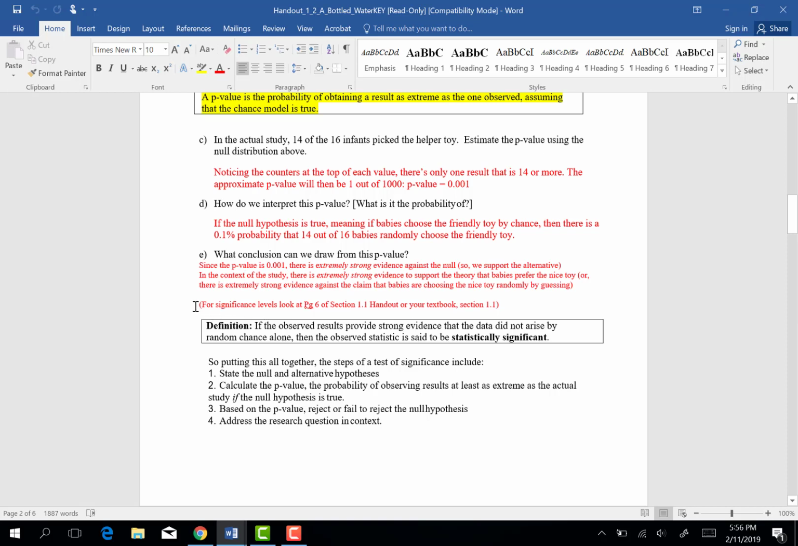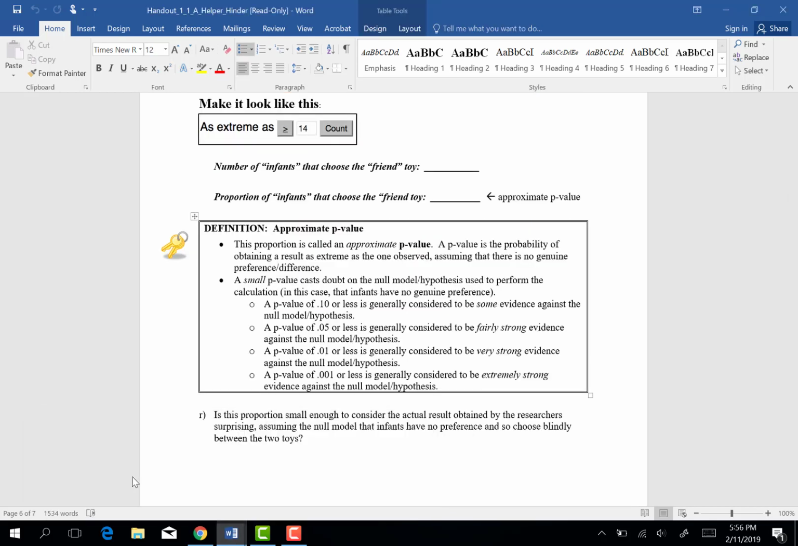And so here I made a note for significance levels. Look at page 6 of section 1.1. So that was that page that I just showed you over here. So depending on the approximate p-value, you can make a conclusion.